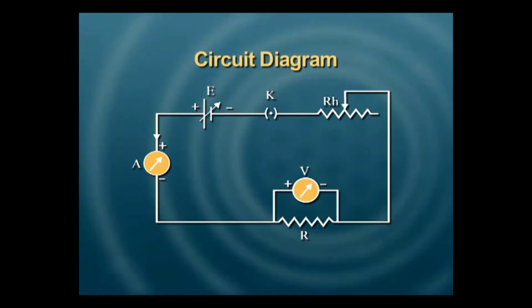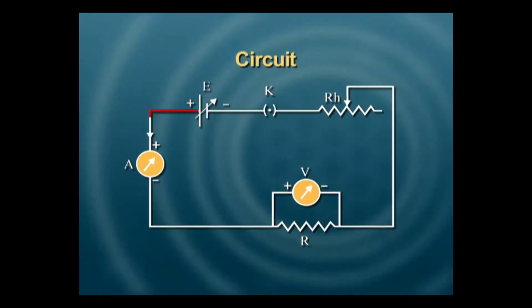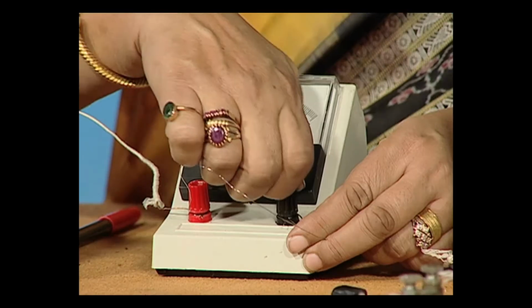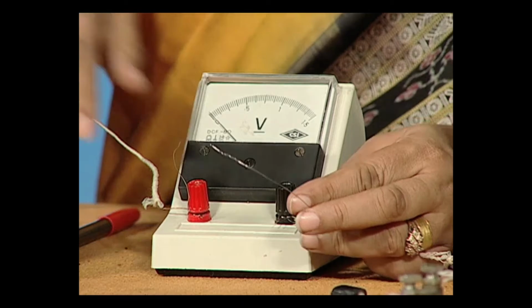In order to revise our circuit and to understand the circuit clearly, we must remember that the ammeter should always be placed in series and the voltmeter should always be placed in parallel with the conductor across which we want the potential difference. What is the role that each of these plays here?